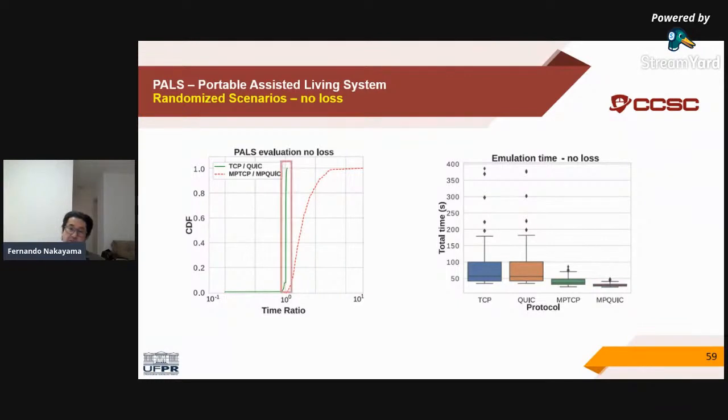The results indicate that in general, the single path protocols have comparable performance among themselves, and also that the PALS with MP-QUIC was faster than PALS with MPTCP in all emulations. The box plots show that the single path protocols are similar, and for the multipath protocols, the PALS with MP-QUIC was faster in transferring the workload than PALS MPTCP.